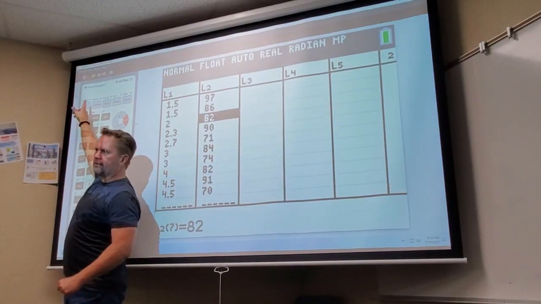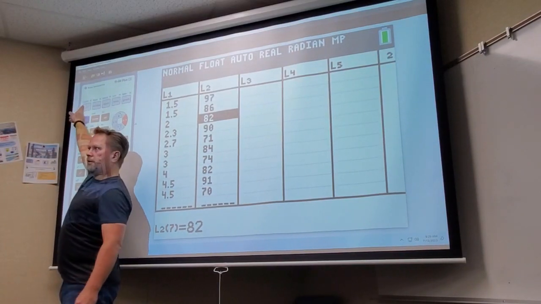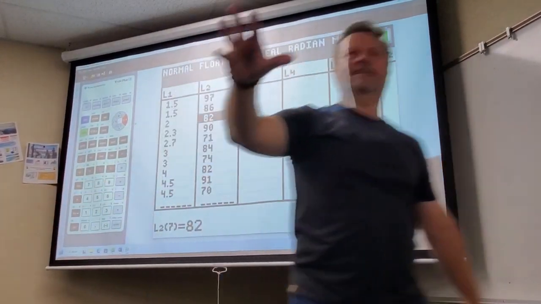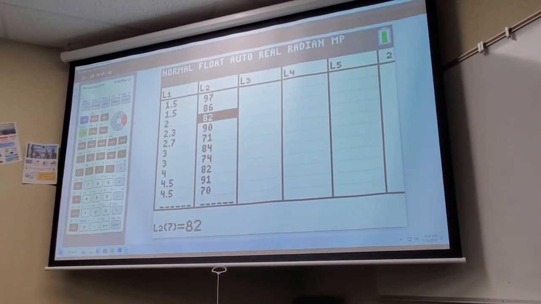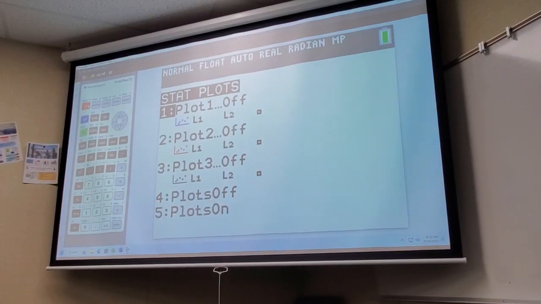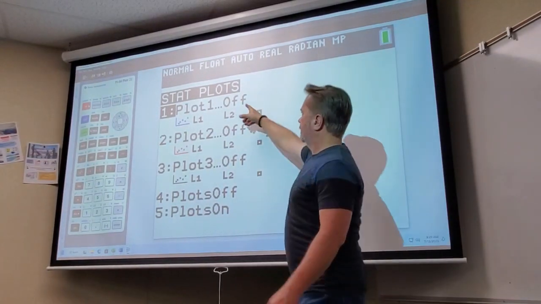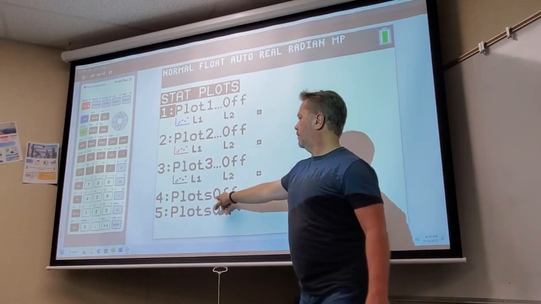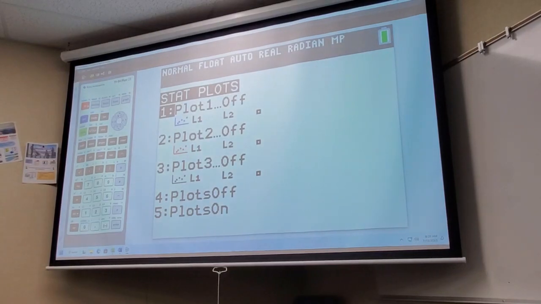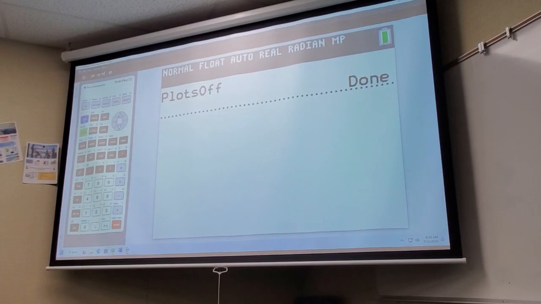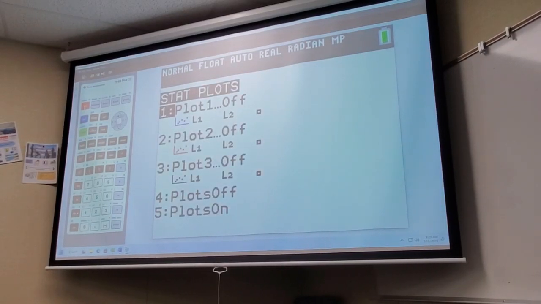Look right above y equals. That seems very useful to us, right? Above y equals is stat plot. So select that. So I'm going to hit second, y equals. And you get this really weird list. Anybody have any of these that say on? Go ahead and hit, everybody hit number 4, just to make sure. Hit 4, enter. And then go back, second, y equals. So everybody, all of them should be off now.